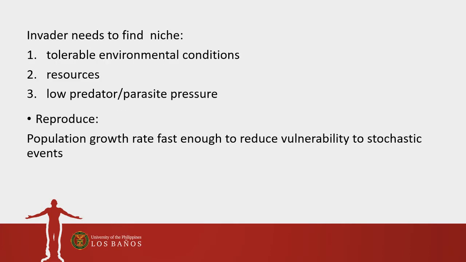There are various environmental pressures on invaders which they should overcome. To find a niche, they should find tolerable environmental conditions, which may include temperature, moisture, salinity, etc., availability of resources, and low predator or parasite pressure. Once the invader is able to survive the new environment, it must then be able to reproduce, and the population growth rate should be fast enough to reduce vulnerability to stochastic events.